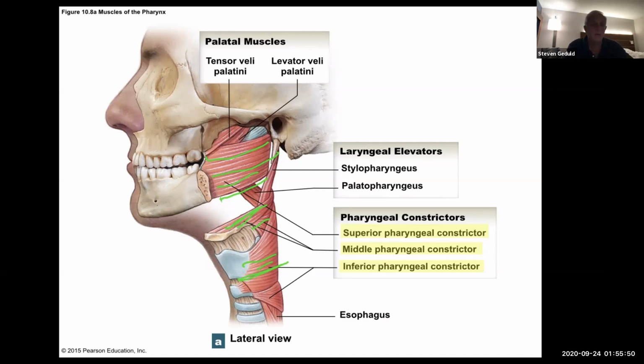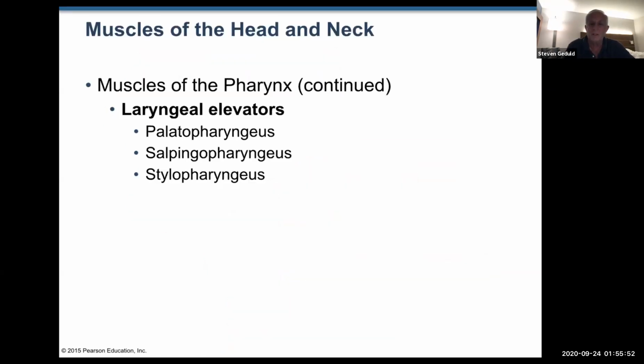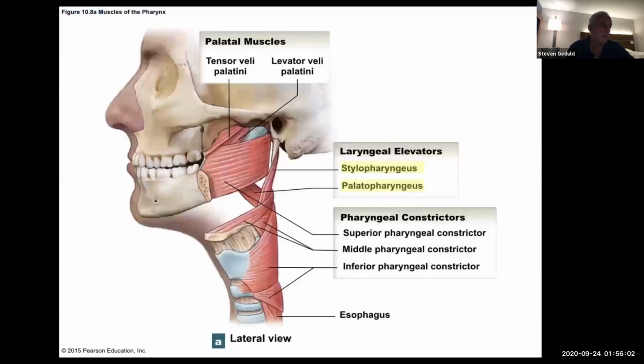Okay, laryngeal elevators. They elevate the larynx and pharynx. You've got the palatopharyngeus, the salpingopharyngeus, and the stylopharyngeus. Okay, and you can see where they're located. The stylopharyngeus muscle here, you can see how it's going to elevate it, lift it up. Palatopharyngeus. Notice the direction of the fibers. They're running 90 degrees, roughly, or perpendicular to the constrictor muscles.